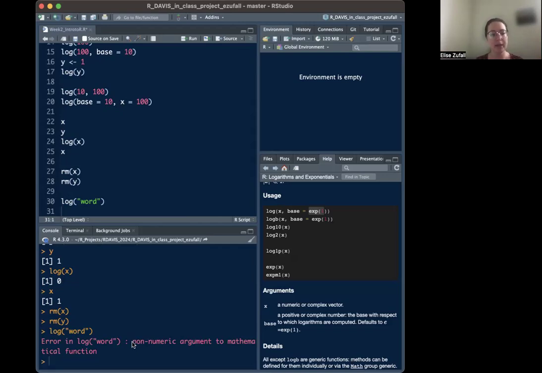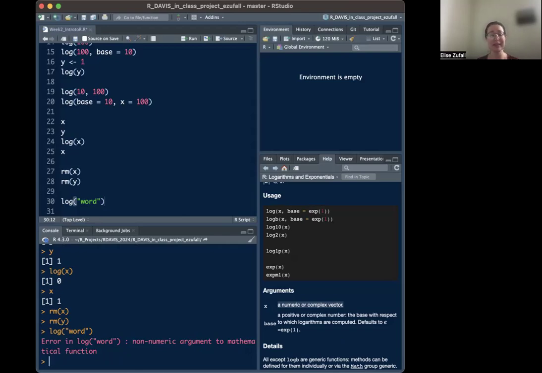So what happened here? Non-numeric argument. It was expecting this x. If we see the instructions in the help file for x, it says x has to be a number or a set of numbers called a vector. But we didn't give it a number. We gave it a word. And it was like, hey, I don't know if you know this, but you can't take the log of a word. So it's frustrated because we sent a non-numeric argument to a mathematical function. So it's very important to read the errors and warnings so you can understand what happened.